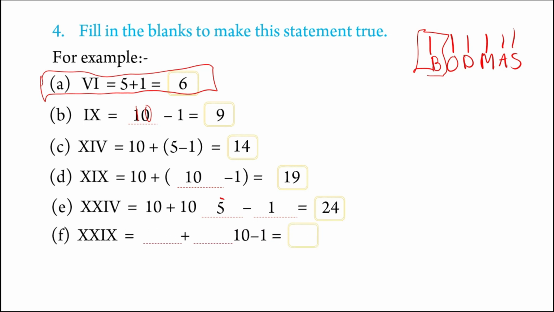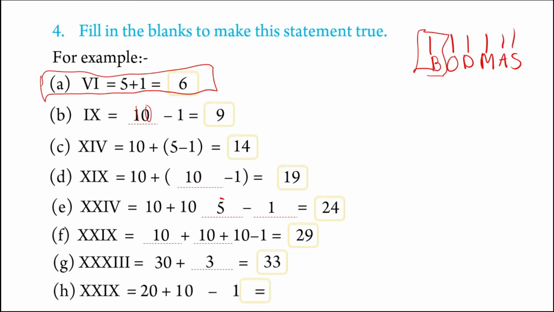Next question is F. XXIX. That means XX is 20 and IX is 9. 29. So here will be 10 plus 10, 10 plus 10 plus 10 minus 1 is equal to 29. Next question is G. XXXIII. That means 30 plus 3 is 33. So here will be 30 plus 3 is equal to 33. Our final question is XXIX is equal to 20 plus 10 minus 1. So here will be 29.